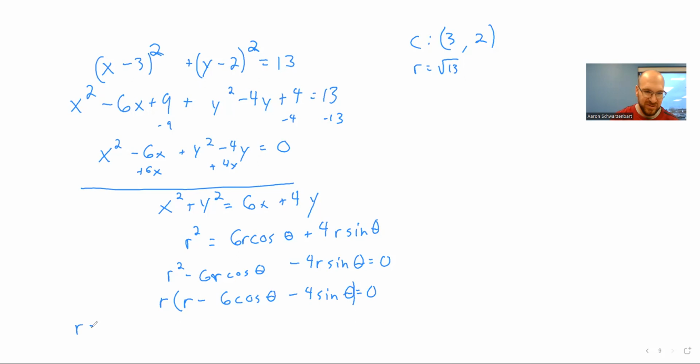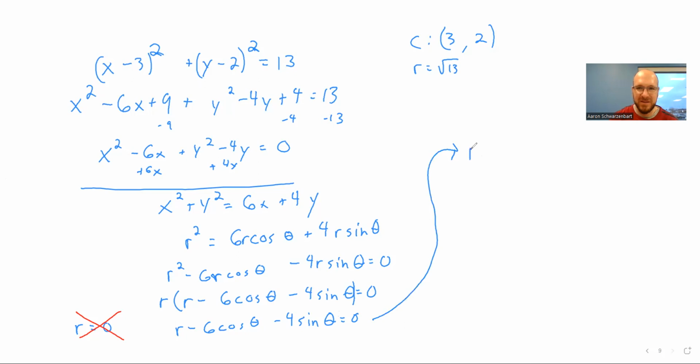So I know if it equals 0, one of my two factors equals 0. This one, r equals 0, that's not really valid. That's a single point at the origin. That's not what my circle is. This other one, though, if I swap things back over, r equals 6 cosine theta plus 4 sine theta. Typical polar coordinates are in r equals form. So that is my polar equation.